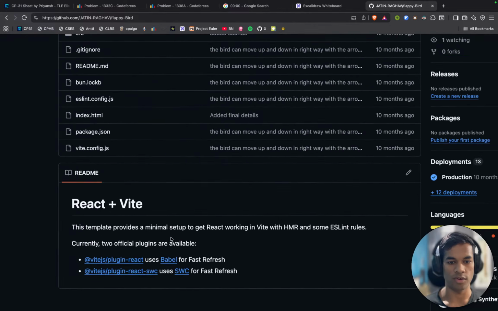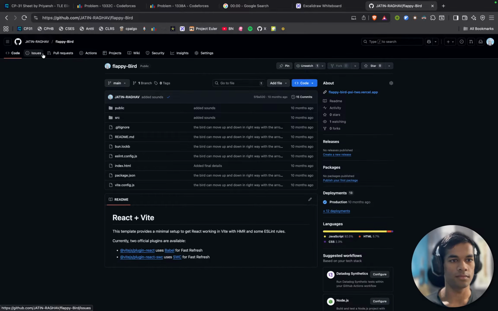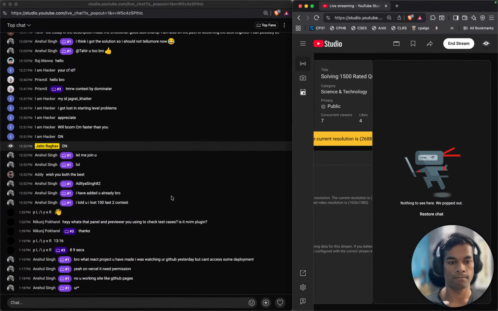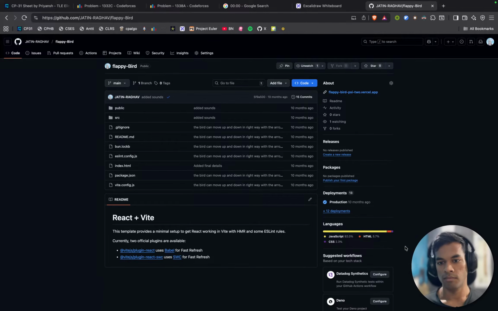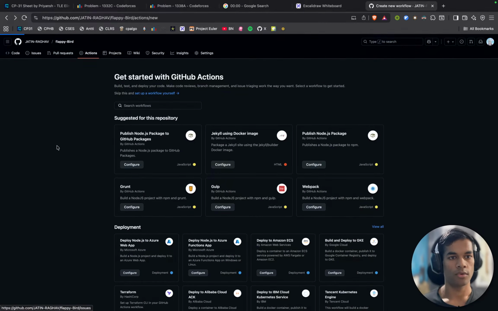Flappy Bird. Why do I have this? Actions. Should this not be deployed? This is deployed using Vercel. Ah, yeah.